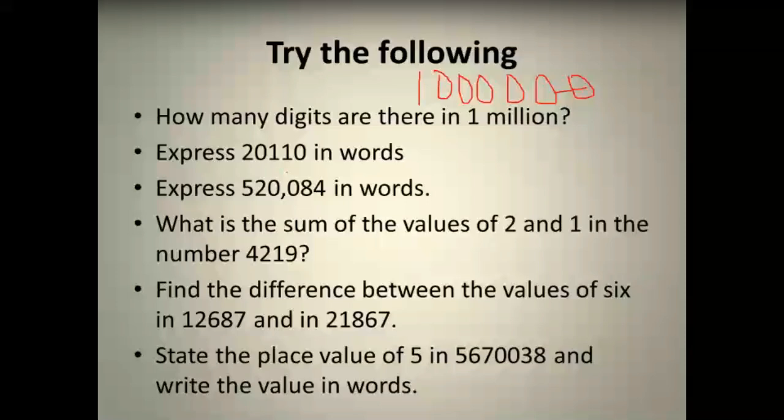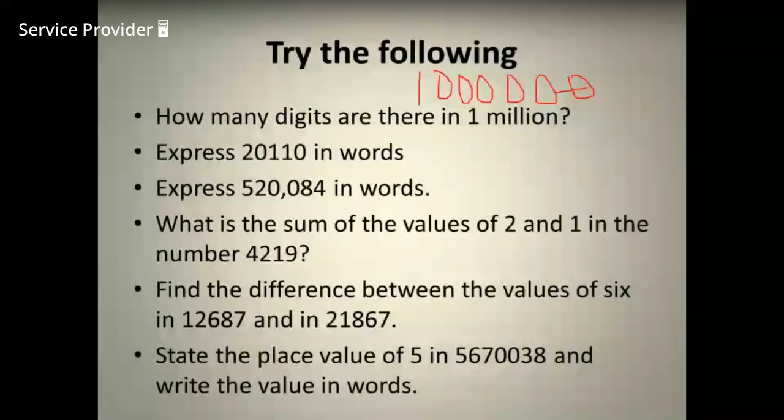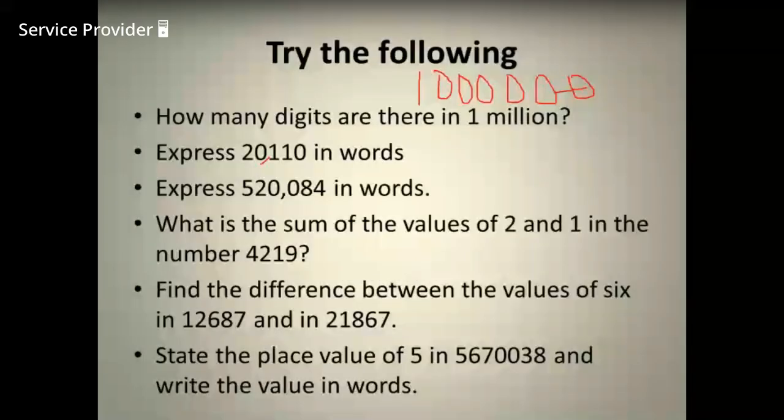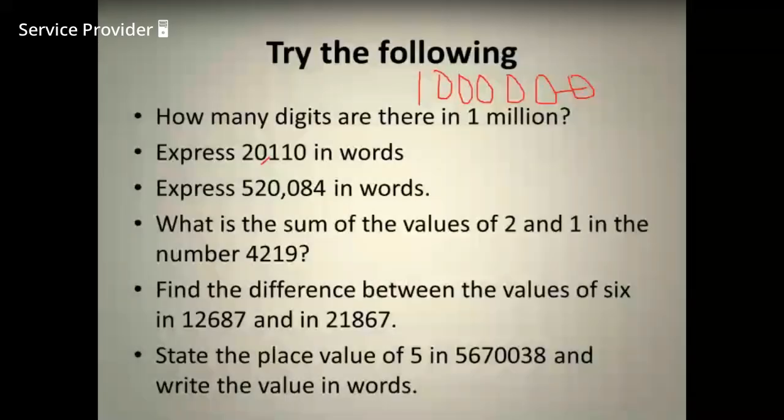Where do you think the comma should be? After the 20. Okay, you mean this place, right? Yes, sir. Good. Now pronounce the number. Say it. 20,110. Say the number. 20,110. Thank you.